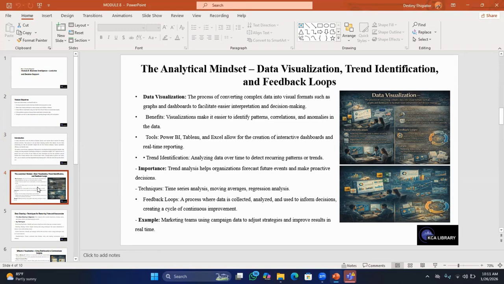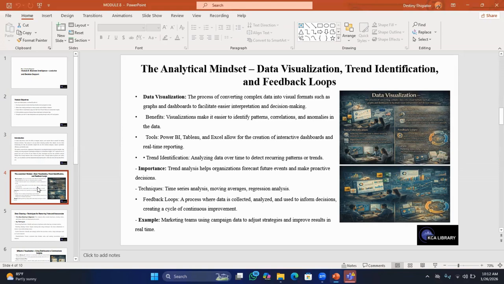Now, we also have trend identification. This is analyzing data over time to detect recurring patterns or trends. The importance of trend analysis is that it helps organizations to forecast future events and make proactive decisions. Now, the techniques for this include the following: time series analysis, moving average, and regression analysis. These are some of the techniques for trend analysis.